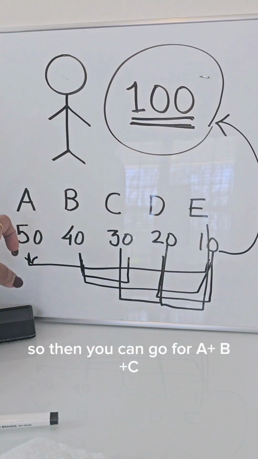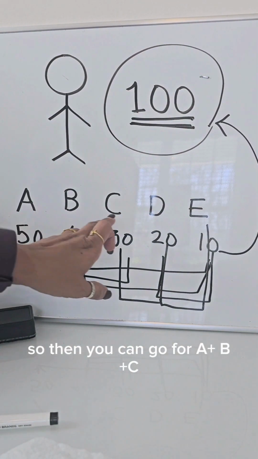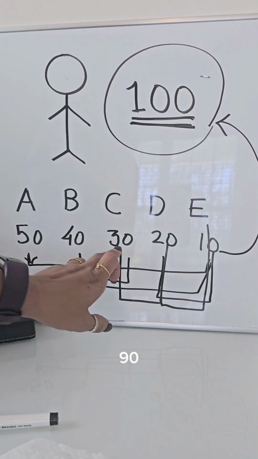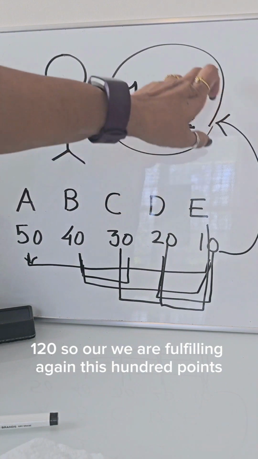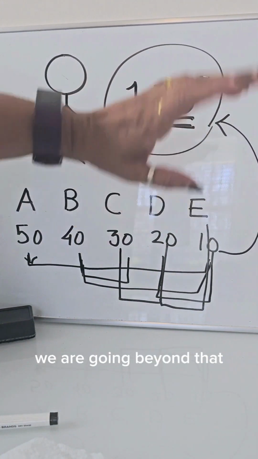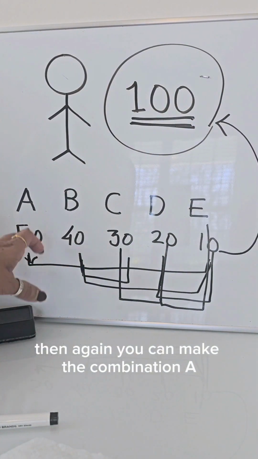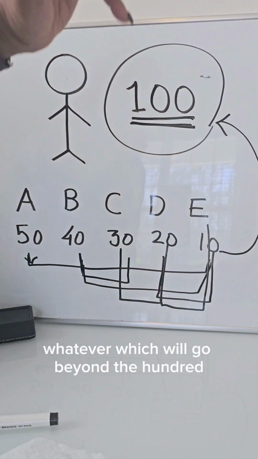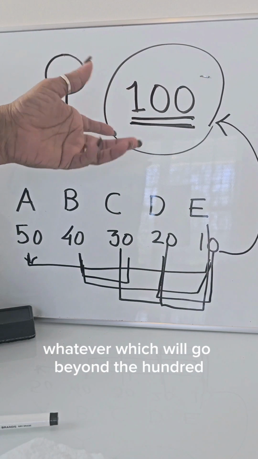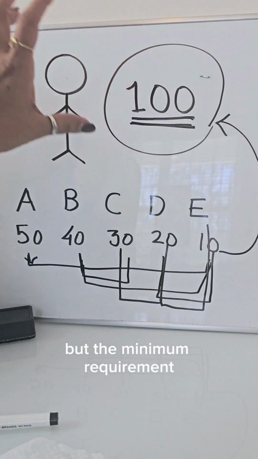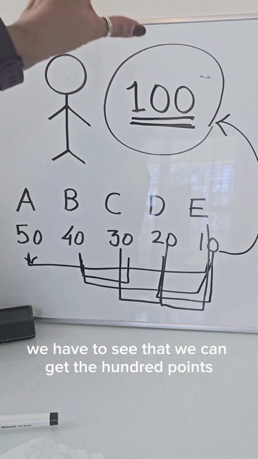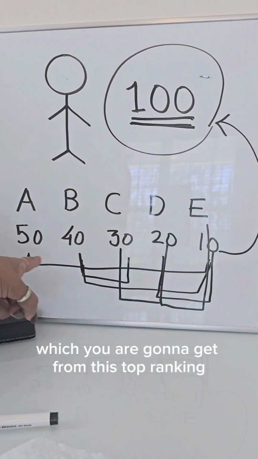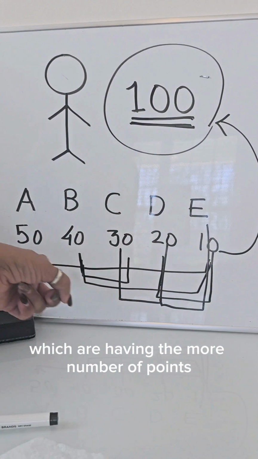Then you can go for A plus B plus C, which will give you 50 plus 40, 90, 120. So we are again fulfilling these 100 points, and we are going beyond that. Then again you can make the combination A, B, D, E, whatever it is, whichever goes beyond the 100. But for the minimum requirement, we have to see that we get the 100 points, which you are going to get from this top ranking, the foods which have more points.